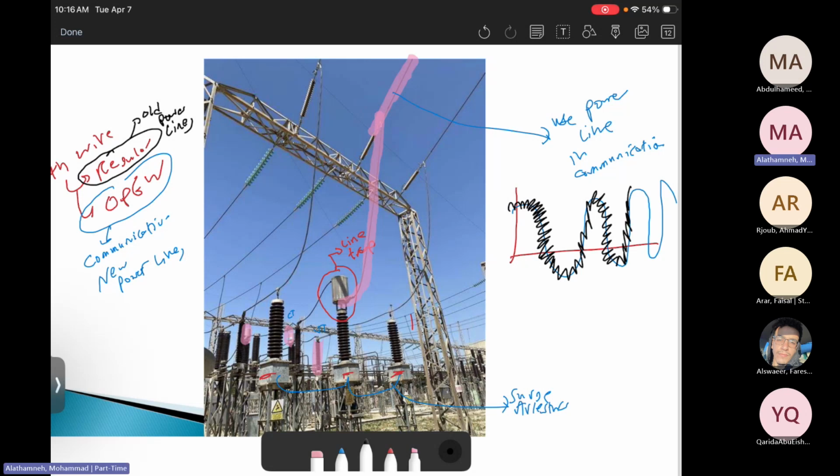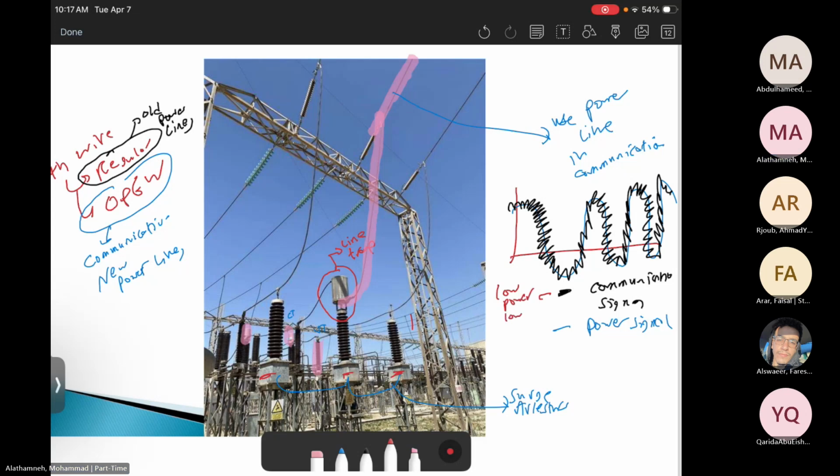With high frequency components. So we can say the black, which is the communication signal, while the blue is the power signal. You can see that the communication signal has low power, low energy, while the power signal is called power signal, which has high energy.